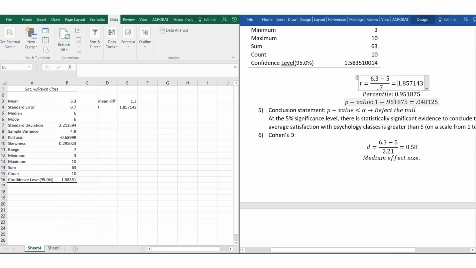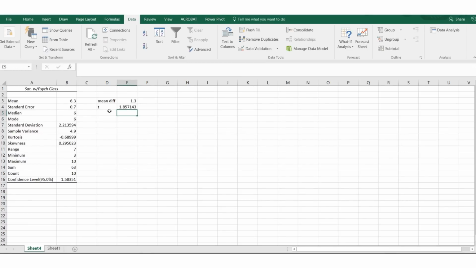Alright, and then you see next, we're going to find the percentile. And then because we have a greater than problem, we're going to do 1 minus the percentile to get our p-value. So we're going to do that in Excel. You can do it in a calculator if you know how, but I haven't taught you how. I'm just going to do it in Excel.